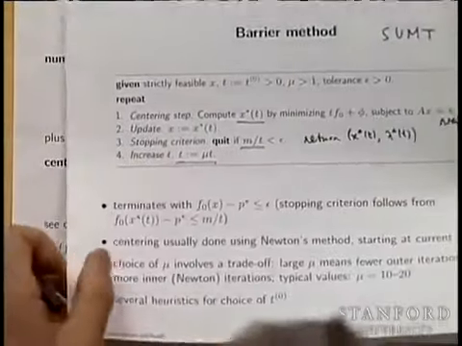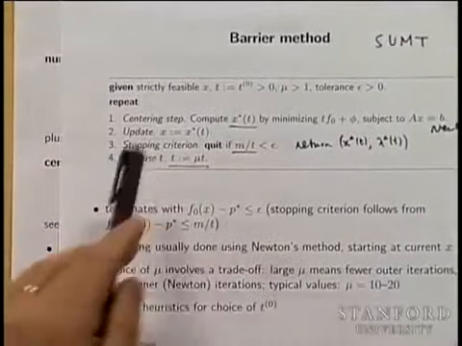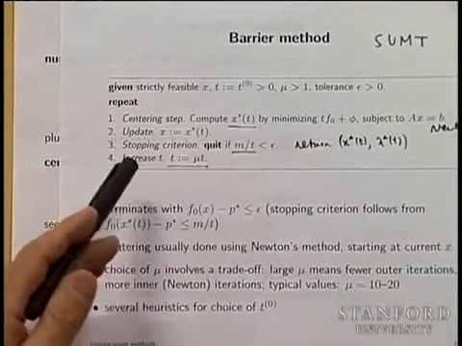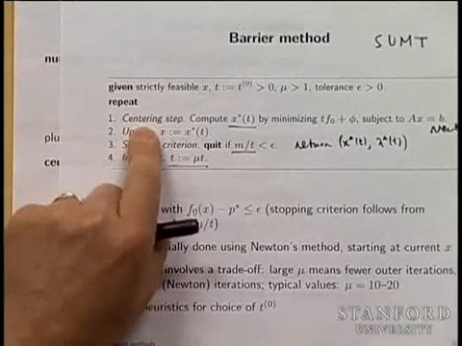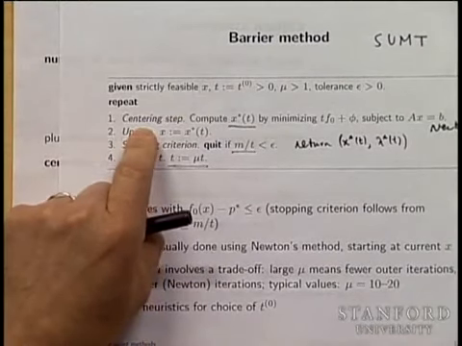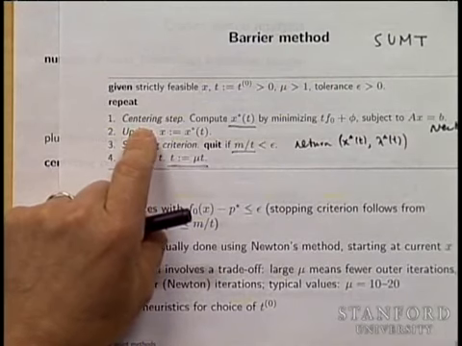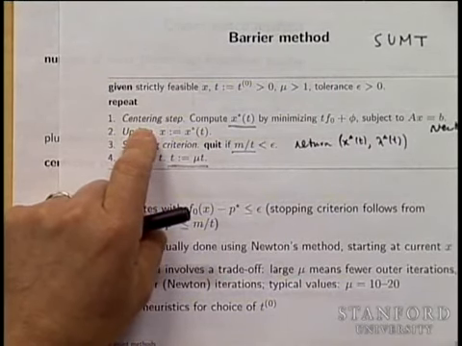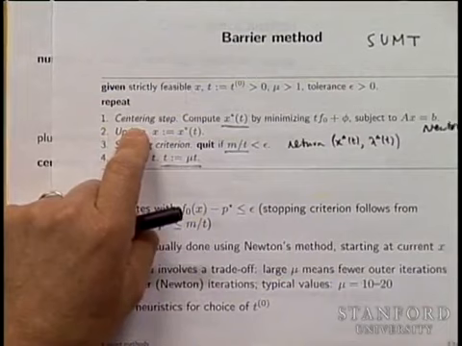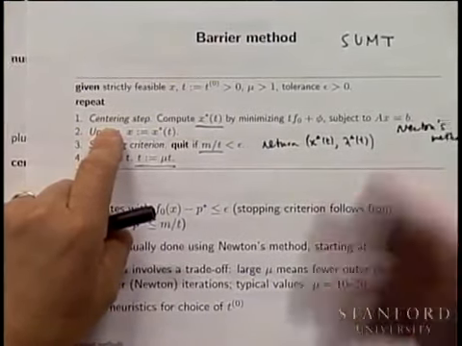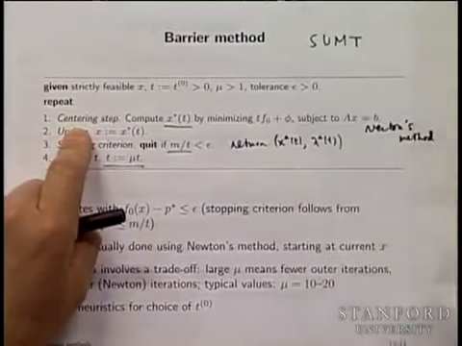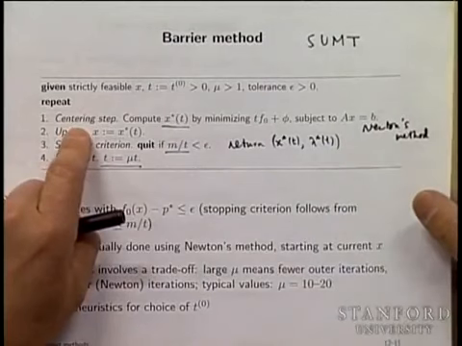So, by the way, it should be clear that you don't need to do all of this; there's lots of stuff you could save here. For example, when you do a centering step, you don't need to polish it off. You don't have to compute x star of t to 16 significant figures. That's totally clear, because this whole thing is just a method to guide you towards the solution, right? So you don't have to do full centering.